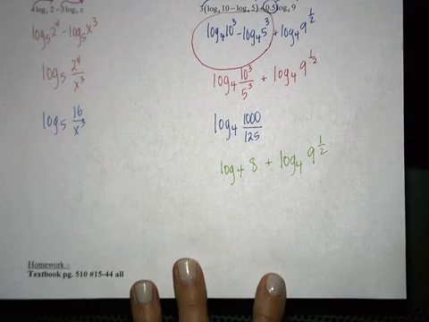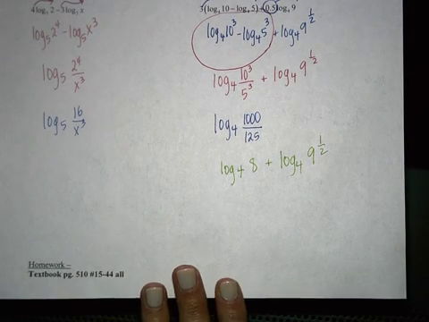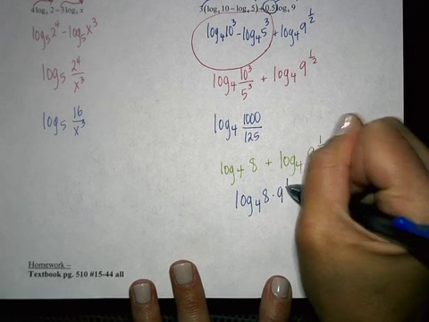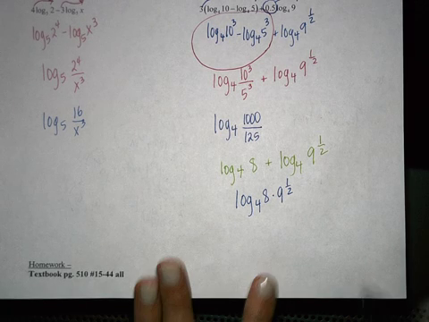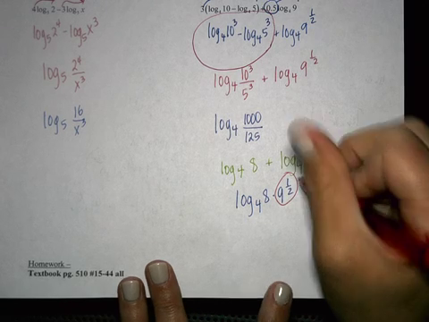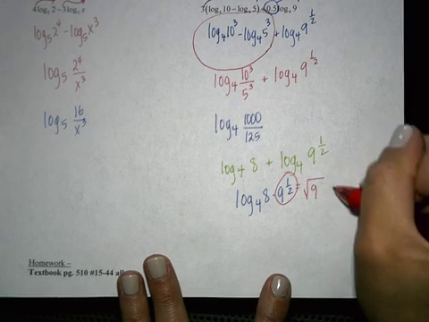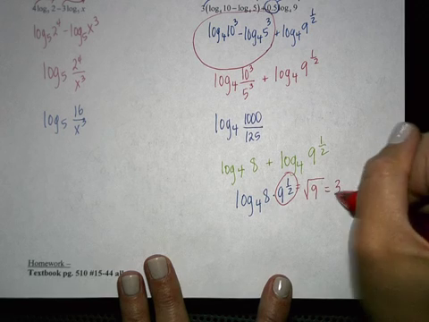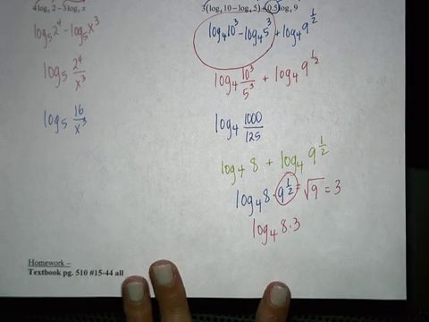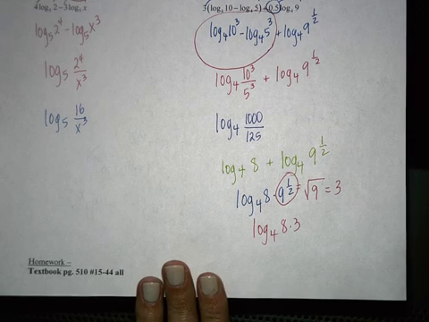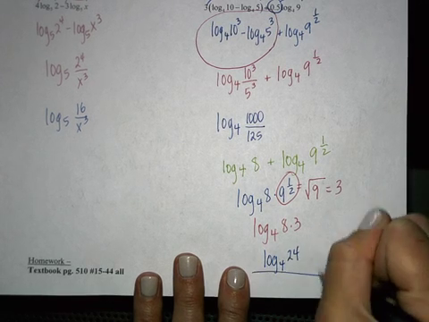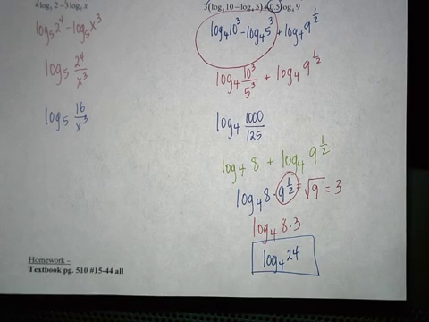Okay, and then addition, what does that change to? So we have log base 4 of 8 times 9 to the 1/2 power. Well, in this case, we would deal with the 9 to the 1/2 first. What is 9 to the 1/2? That really means the square root of 9. What is the square root of 9? 3. So we have log base 4 of 8 times 3. And my final answer will be what? Log base 4 of 24. Okay, do we have any questions on that?